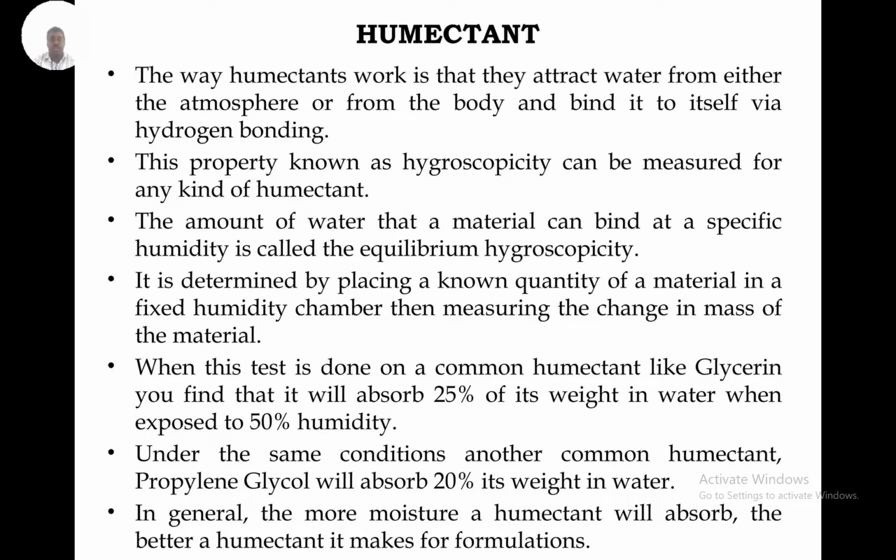The amount of water that a material can bind at a specific humidity is called equilibrium hygroscopicity. When the test is done for a humectant like glycerin, you find that it will absorb 25% of its weight in water when it is exposed to 50% humidity. So the ability of a humectant is tested by equilibrium hygroscopicity. Under the same conditions, another common humectant like propylene glycol will absorb 20% of its weight in water. In general, the more moisture a humectant will absorb, the better a humectant makes its formulation.